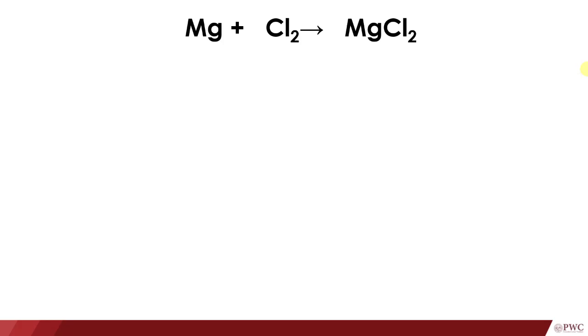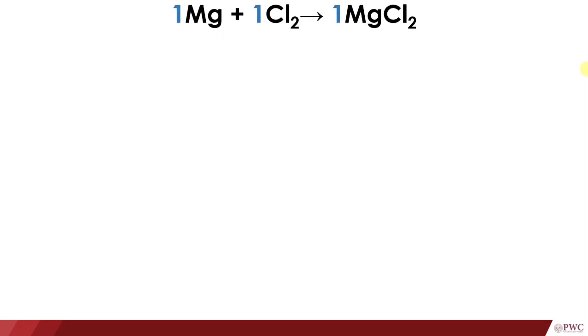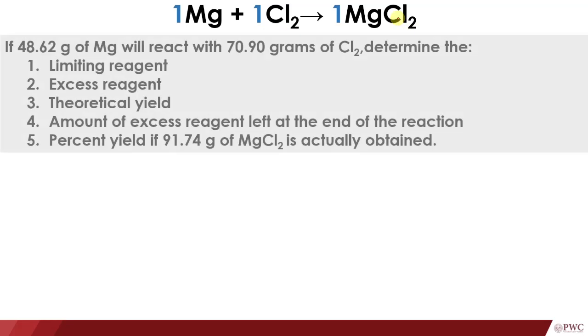Consider this reaction. We have Mg plus Cl2 producing MgCl2. This is already balanced, so the coefficients here are 1 to 1 to 1. The ratio here is, for every 1 Mg, we need 1 Cl2, and that can produce 1 MgCl2.